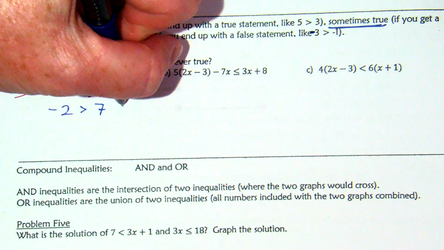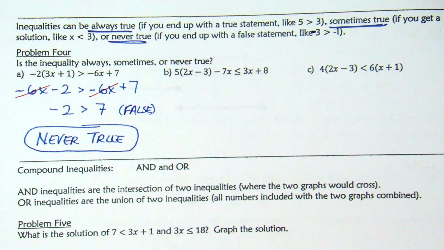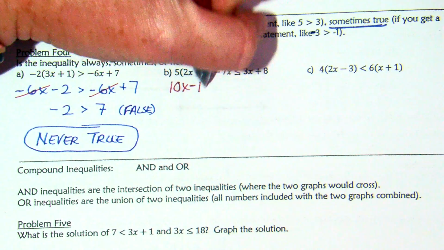B. First step again is distribute. Don't try and tell me you know the answer right now. Although some of you have done mental math and you do know the answer. However, show me a little bit of work here. So if we distribute, 10x minus 15, still minus 7x, less than or equal to, and still 3x plus 8.